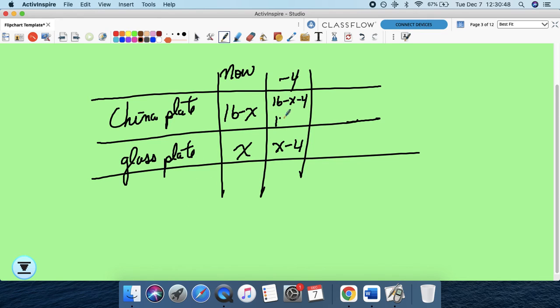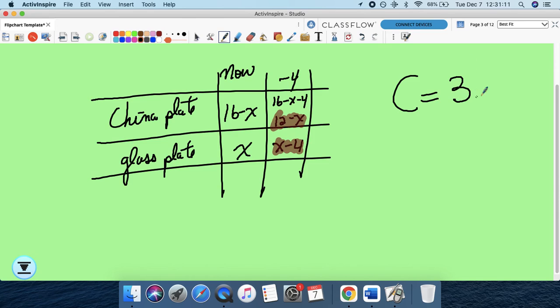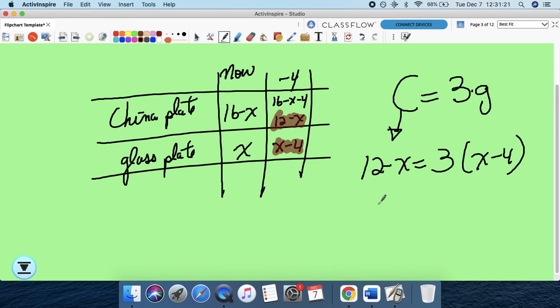16 minus 4 is 12. Let's combine that. 4 years ago, the China plate was 12 minus x, and the glass plate was x minus 4. And 4 years ago, did they have a special relationship? I'm going to look at the question. 4 years ago, it says that the China plate was 3 times the age of the glass plate. So 4 years ago, China plate was 12 minus x, and the glass plate was x minus 4, so 3 times x minus 4. 12 minus x equals 3x minus 12.